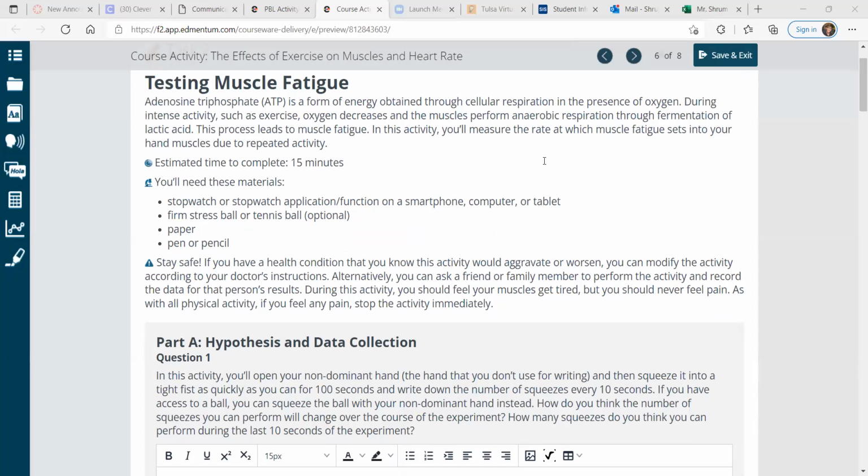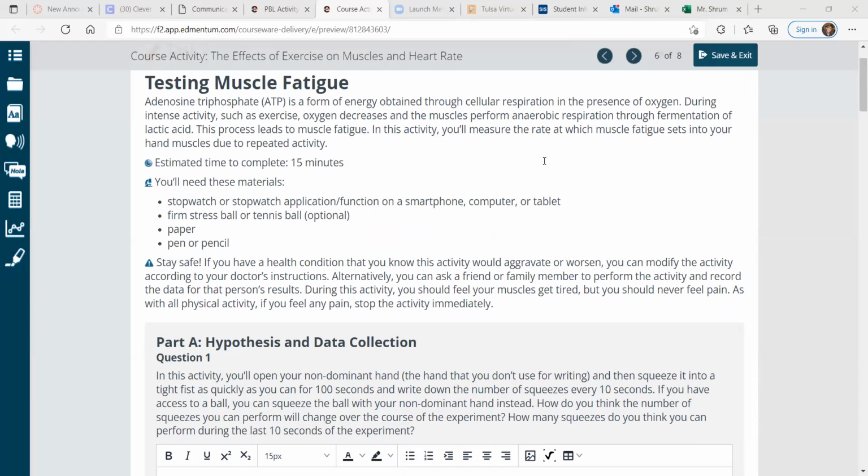Hey, it's Mr. Shrum, and I'm back with the second task. Task 1 measured pulse. Now we're measuring muscle fatigue. Okay, and it explains ATP. You read about that in the lesson previously.